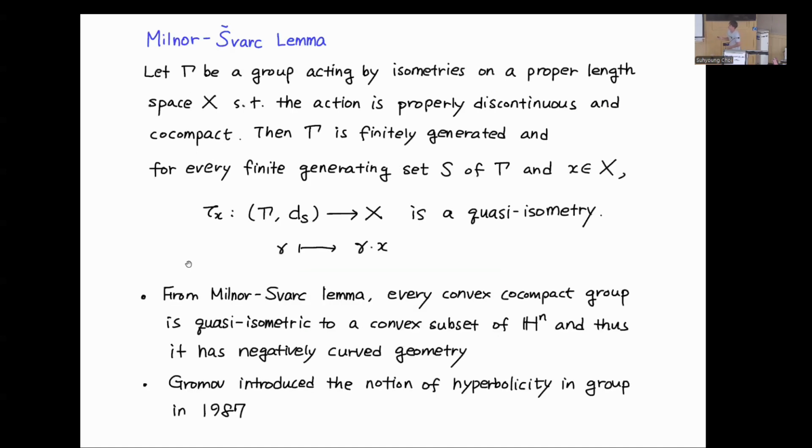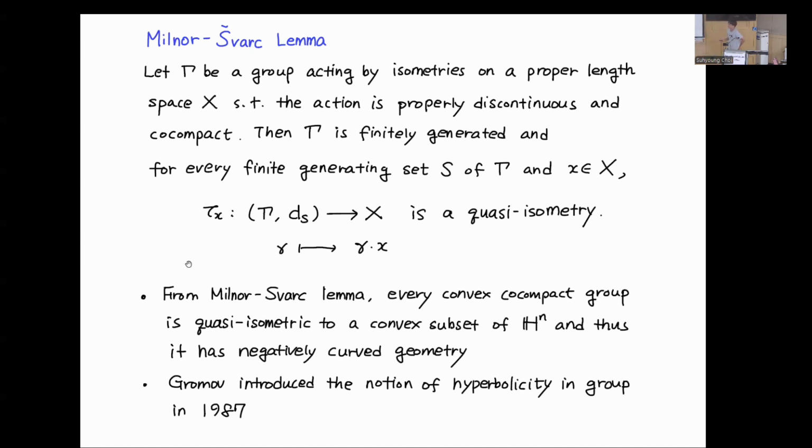So anyway, if you have a convex co-compact group, then the orbit map means that the group gamma is quasi-isometrically embedded into hyperbolic n-space. So that means that every convex co-compact group is quasi-isometric to some convex subset of hyperbolic n-space. So it has some negatively curved geometry. Gromov actually introduced the notion of hyperbolicity in groups.